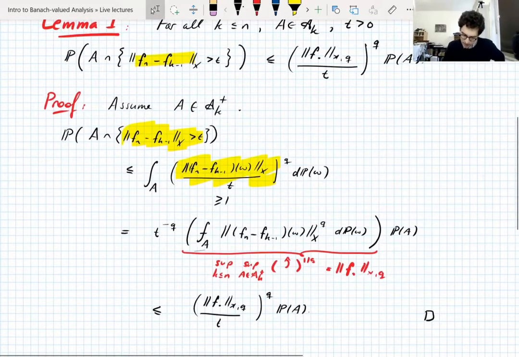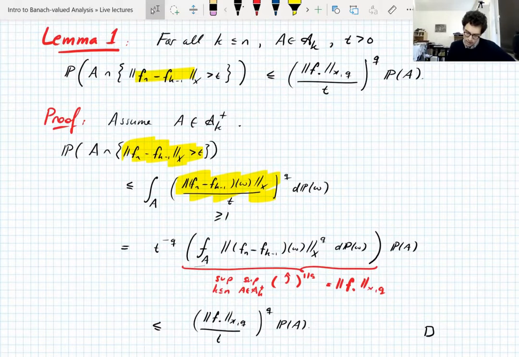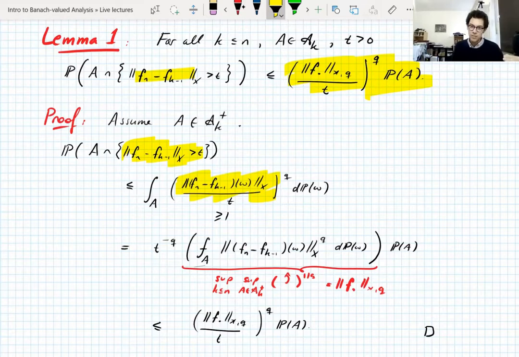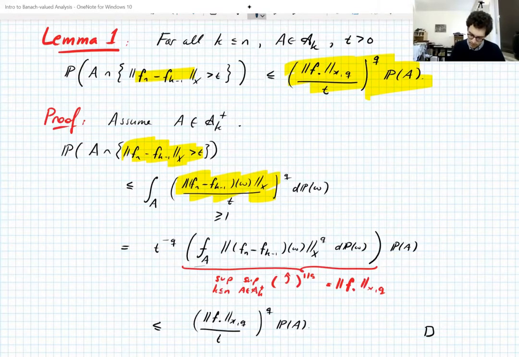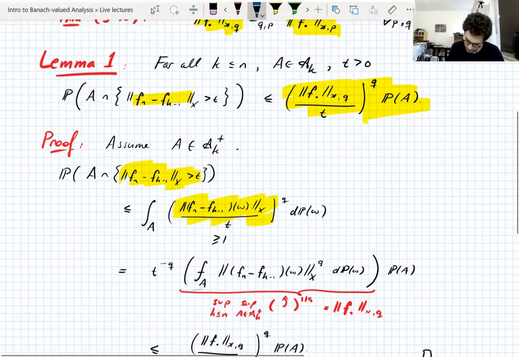So what's it telling us? It's telling us that on each set in AK, the super level measure of this oscillation is controlled by this constant here, which we're going to work with later. In particular, if T gets very large, this tells you how this decays as T gets large. That's what's going to be important here. We have this one on T appearing here, T in the denominator.